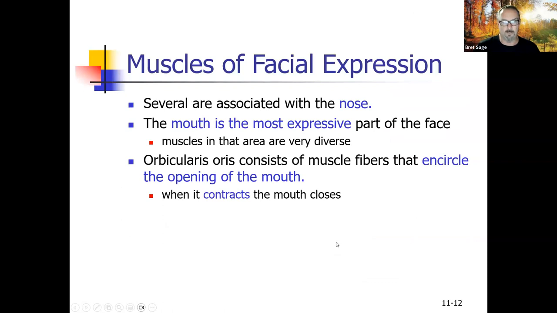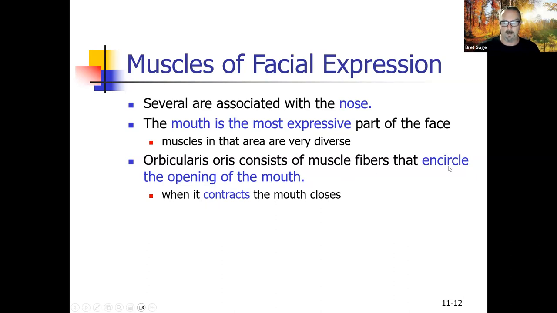Muscles of facial expression, several are associated with the nose. The mouth is the most expressive part of the face. I don't know if you guys have ever watched animated, like 3D animated movies. There's always something wrong with the mouth, the way the mouth moves in those movies. It's because it's so unique and so specialized, and you can tell what people are saying just by watching their mouths. And those movies never seem to get it quite right, unless you spend a ton of money like they do in Avatar movies, and they take every single frame and make sure it's perfect. Muscles in the area are very diverse, moving in different directions, doing very different jobs.